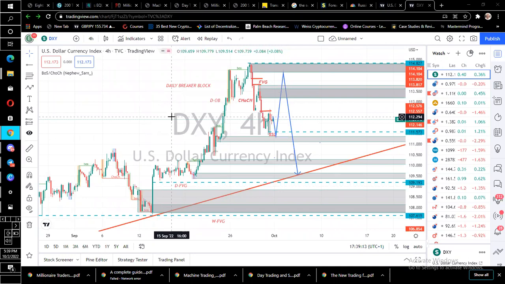Today is 2nd of October 2022, and this analysis is for the first week of October 2022, from 3rd of October to 7th of October 2022. Today we'll be looking at all the major pairs. We'll also look at GBPJPY, gold, Nasdaq, and US30, and also all the major pairs as well as the dollar index. So let's go straight up to what we have for today.